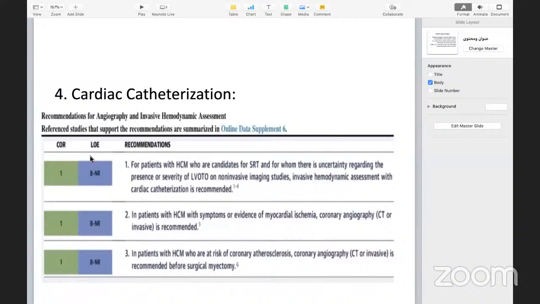And then we move to the cardiac cath. It's not necessary for all patients, but if you have an inconclusive study, or you want to know more about hemodynamics, you want an invasive hemodynamic assessment, then you do cardiac cath. Or if you are suspecting that the patient has evidence of myocardial ischemia, or also for elderly patients in whom you suspect coronary atherosclerosis, then you do cardiac cath prior to surgery.